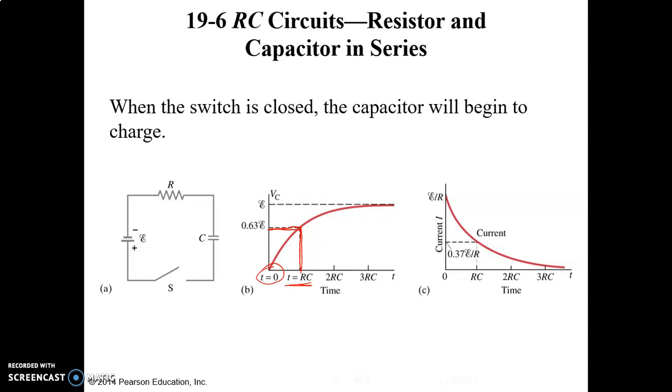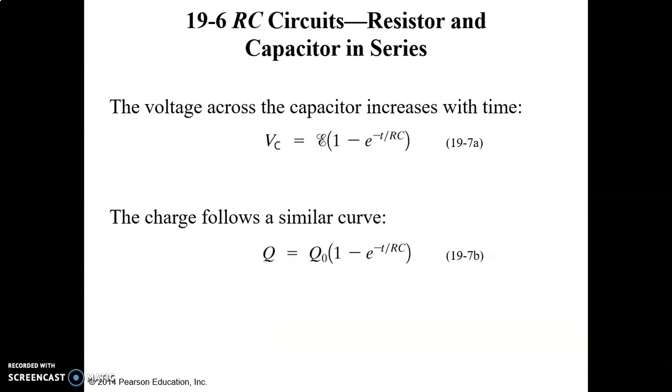So we're going to give this value a name. This is our time constant, and we're going to use the Greek letter tau, T-A-U. Tau, or the time constant, is just going to be the product of resistance times capacitance. So time constant is a very important property that describes each RC circuit.